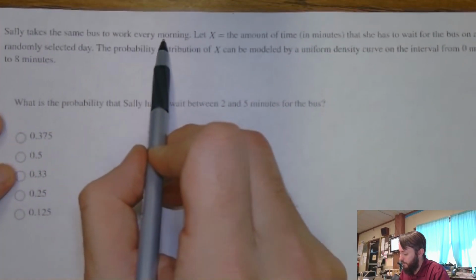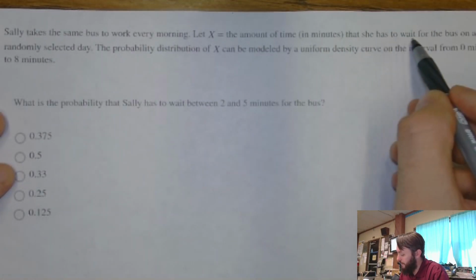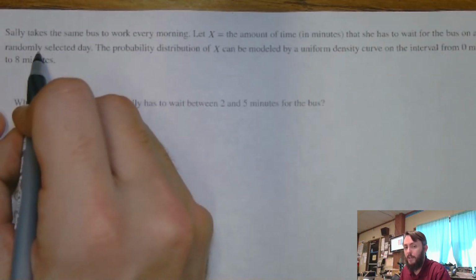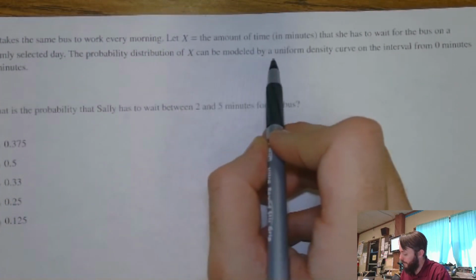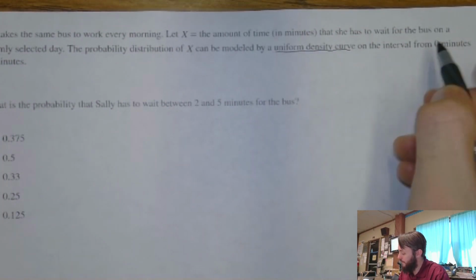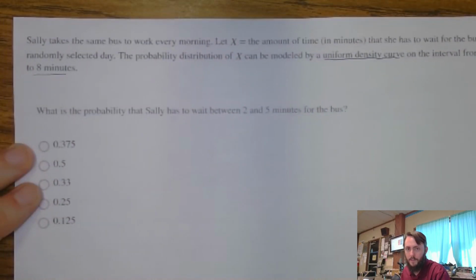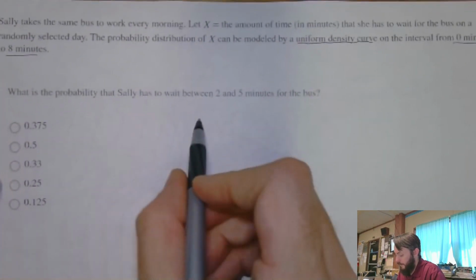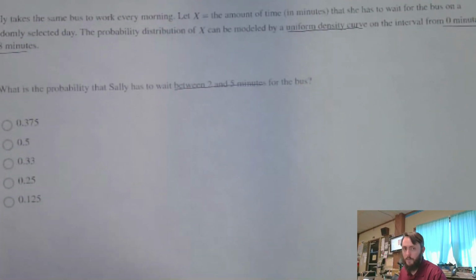Sally takes the same bus to work every morning. Let X equal the amount of time in minutes that she has to wait for the bus on a randomly selected day. The probability distribution of X can be modeled by a uniform density curve on the interval from 0 minutes to 8 minutes. So what is the probability that Sally has to wait between 2 and 5 minutes for the bus?